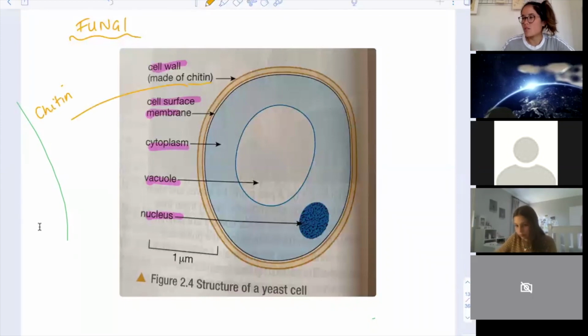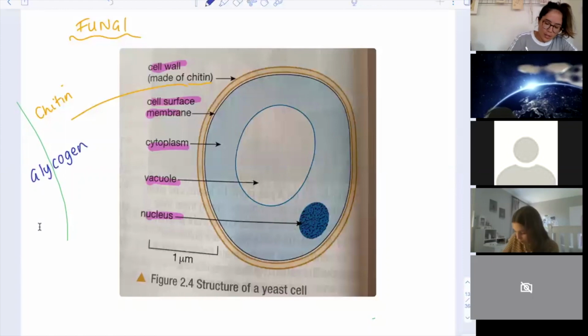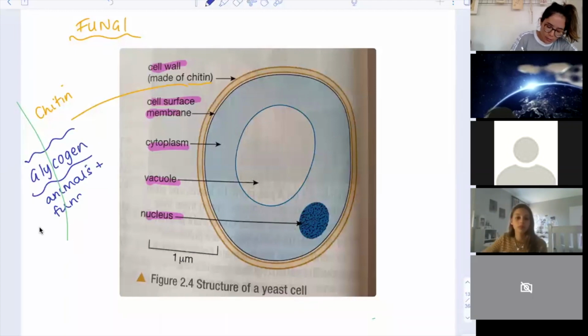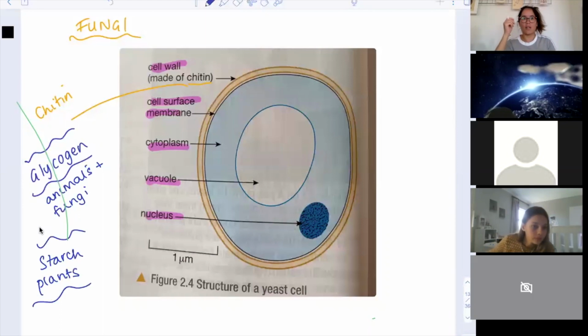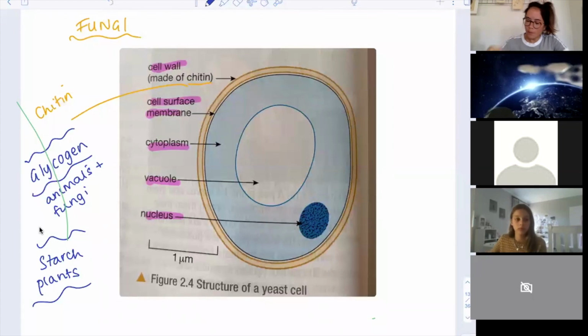Remember, we had cellulose when we were talking about plant cells. The other thing I'd really like to point out here is that how fungi store their carbohydrate is known as glycogen. And it's the same for animal cells as well. So that glycogen is found in both animal and fungi cells, whereas starch is how carbohydrate is stored in plants. Just something worth being aware of. So yeah, as I said, there is glycogen found within the fungi.